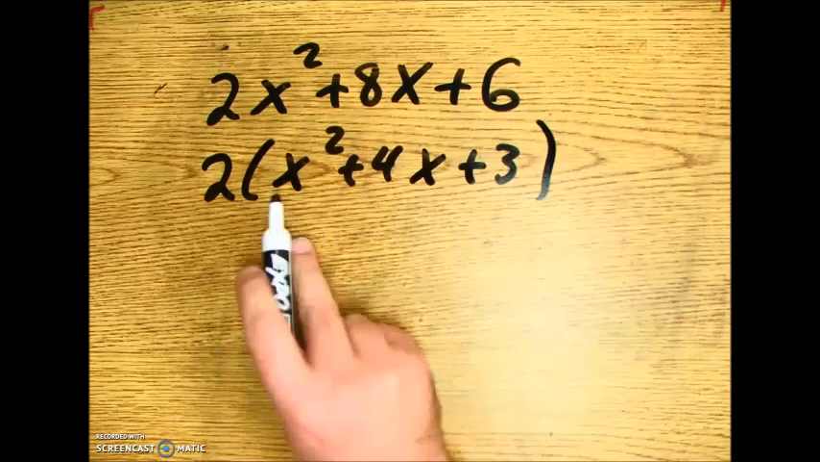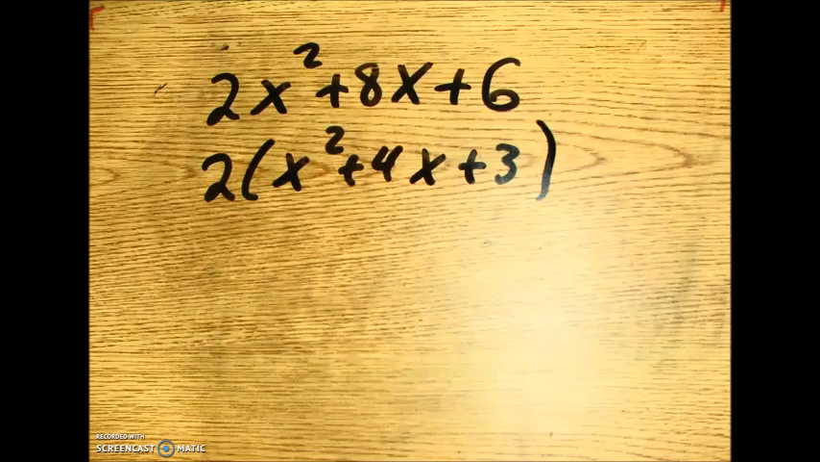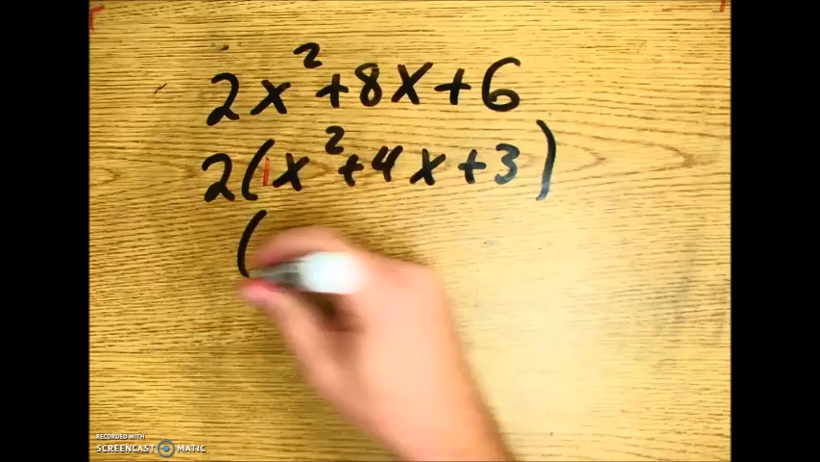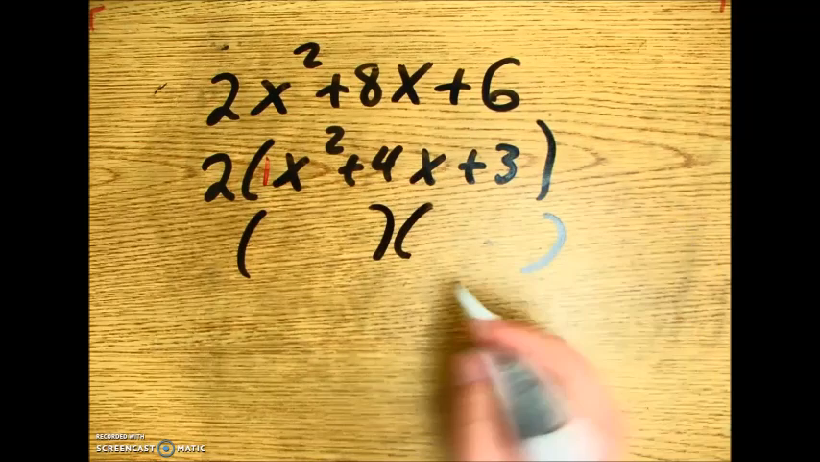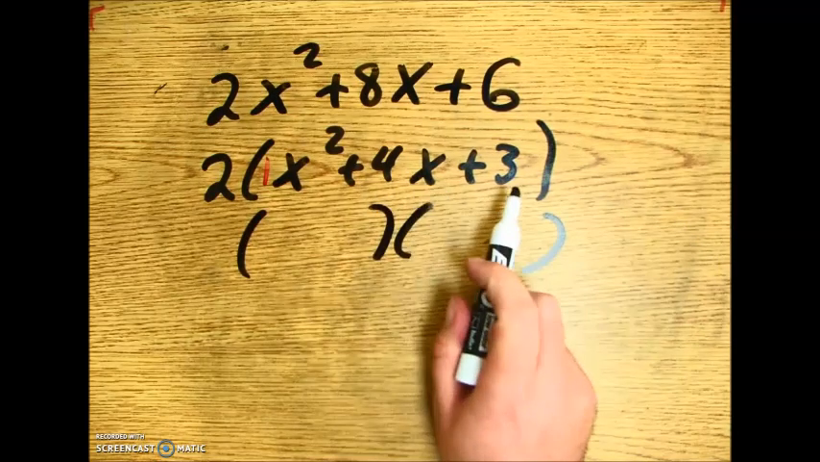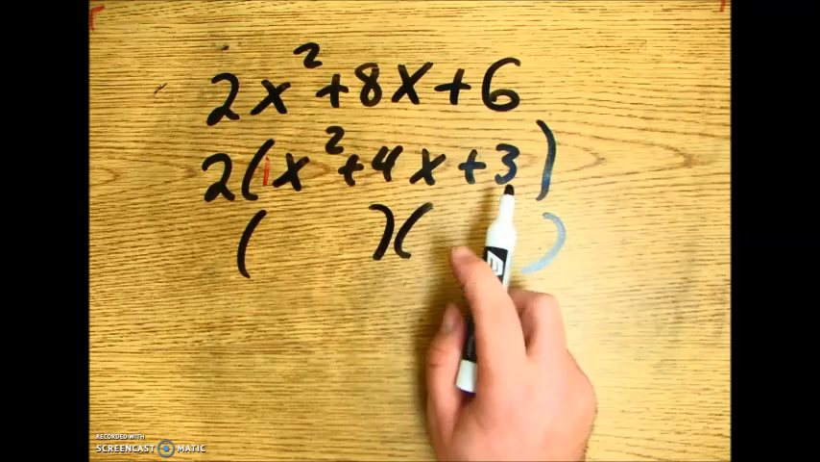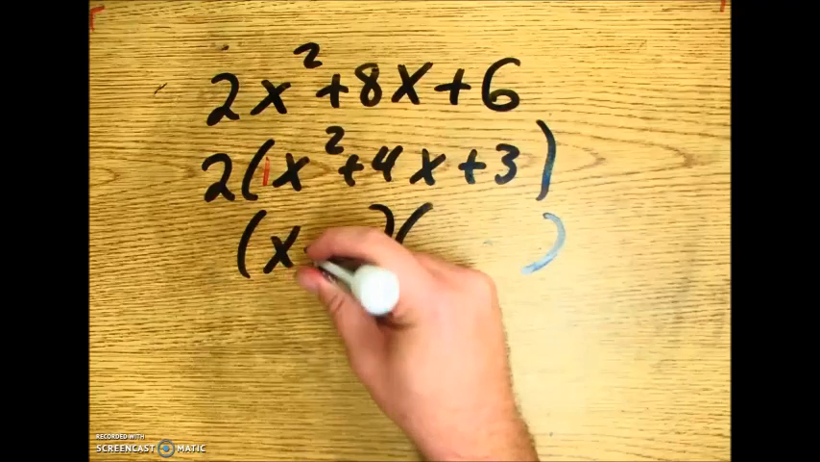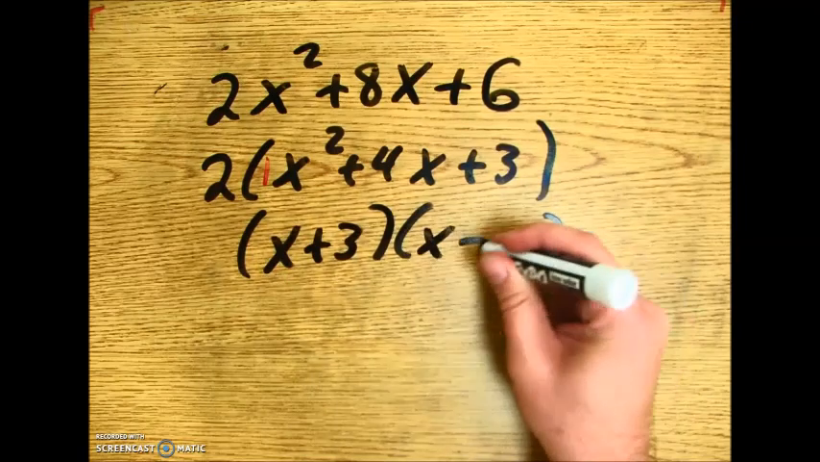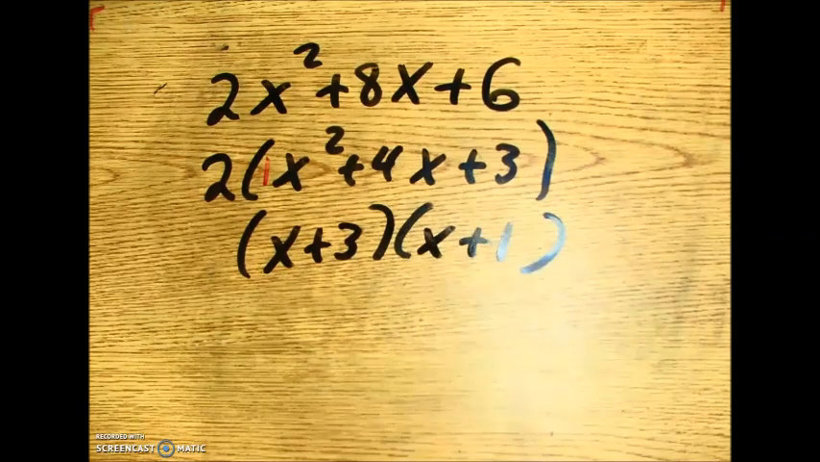Cool. Now we have a trinomial that has a leading coefficient of 1. So I can just ask myself, what plus what gives me 4, but multiply gives me 3? The answer is 3 and 1. So it's just x plus 3 and x plus 1. And we're done, right?